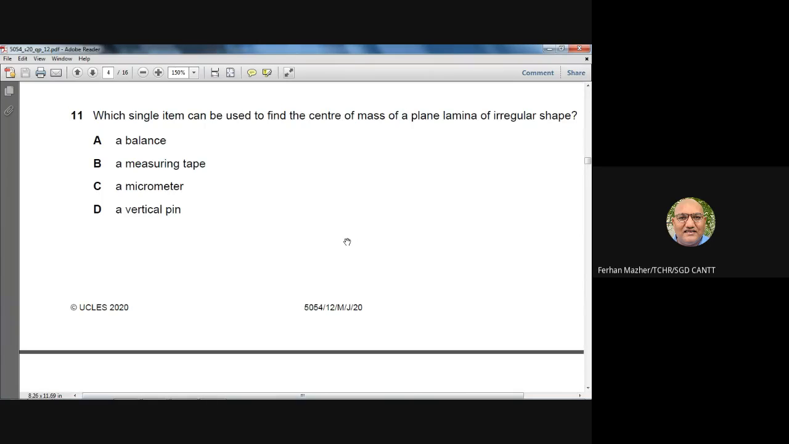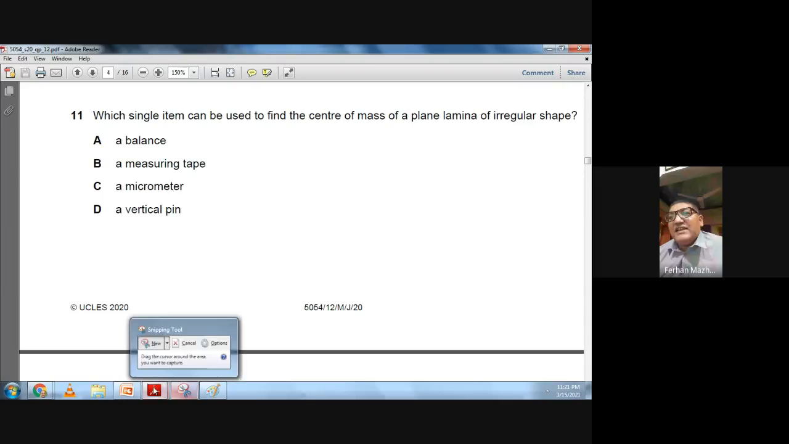Okay. A single item can be used to find the center of mass of a lamina of irregular shape. We use a balance? No. A measuring tape? No. A micrometer? No. A vertical pin? If you know that experiment, you know we use a vertical pin in this case. So to me it looks a little tricky, but D looks the option.